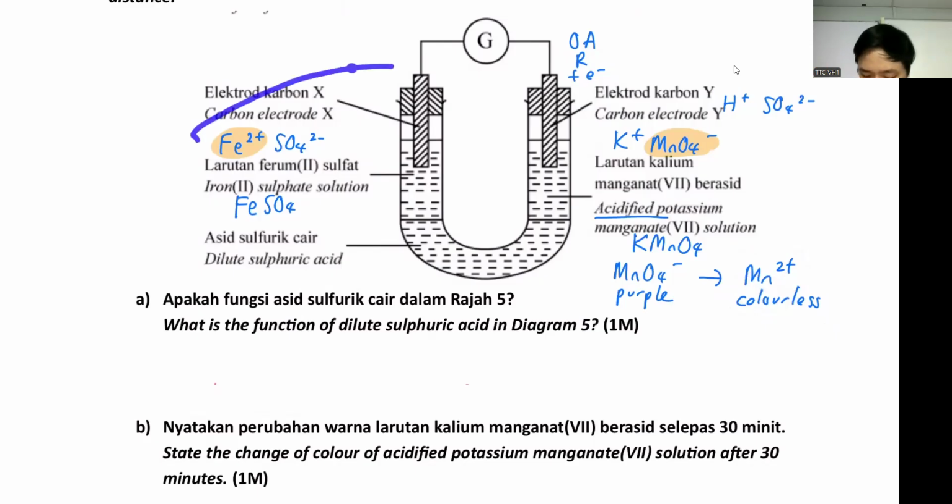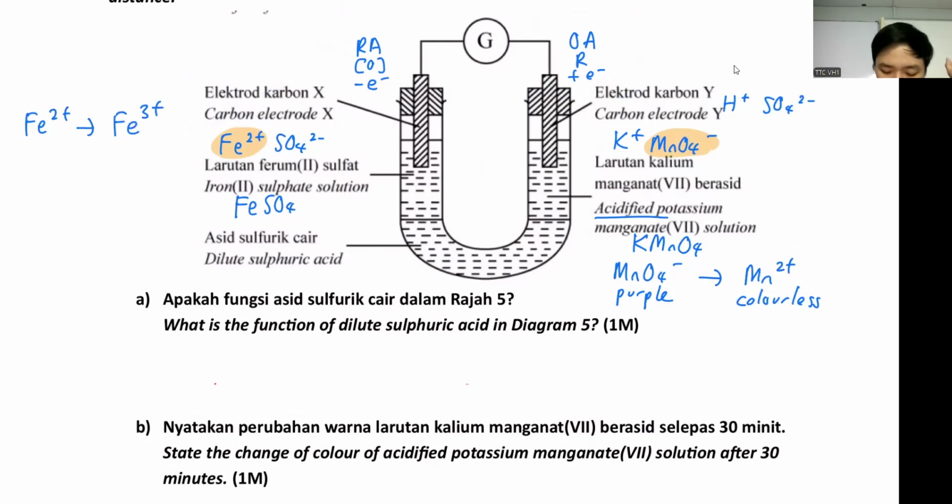Okay, and here, the Fe2+ is the reducing agent that undergoes oxidation by releasing electrons. So the Fe2+, what happened? It will release an electron and become Fe3+, a more positively charged ion. Of course, Fe2+ is green. After the reaction it becomes brown.